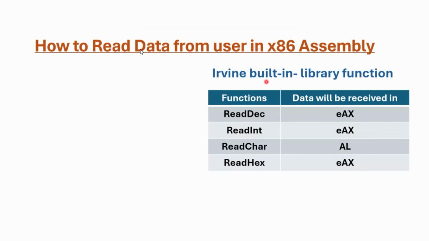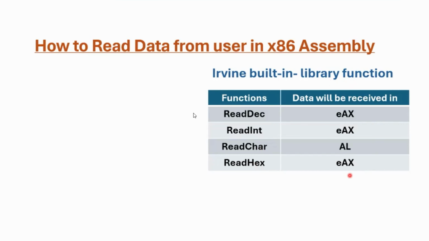If you carefully observe them, all of them are read functions. That is why they are supposed to read from the user. But what is the difference? Decimal, int for integer, chr for character, x for hex. That means they are going to read in different number systems. For example, if we want to read some unsigned decimal number, then read decimal is used. For signed numbers, we should be using read integer. And if we are going to read a character, then we should be using read character. And if the number is going to be in hexadecimal format, then we will be using read hex.